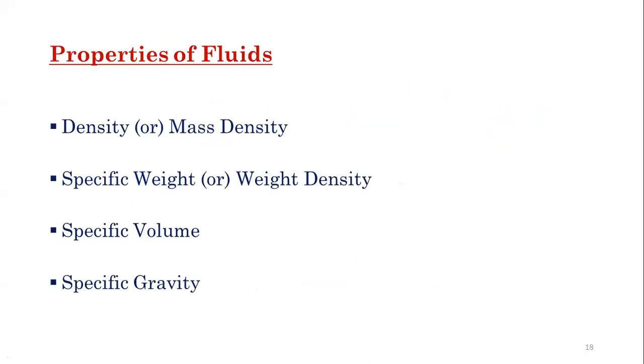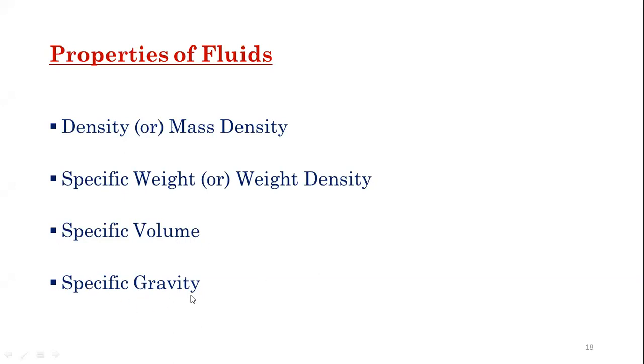So these are all the 4 properties which you have seen for the fluid. First one is density or mass density, denoted by rho. Units will be kg per meter cube. Next, specific weight or weight density, ratio of weight to the volume, or it is written as rho g. Units will be Newton per meter cube. Next, specific volume, it is the reverse of density, so units will be meter cube per kg. It is the ratio of volume to the mass of the fluid.